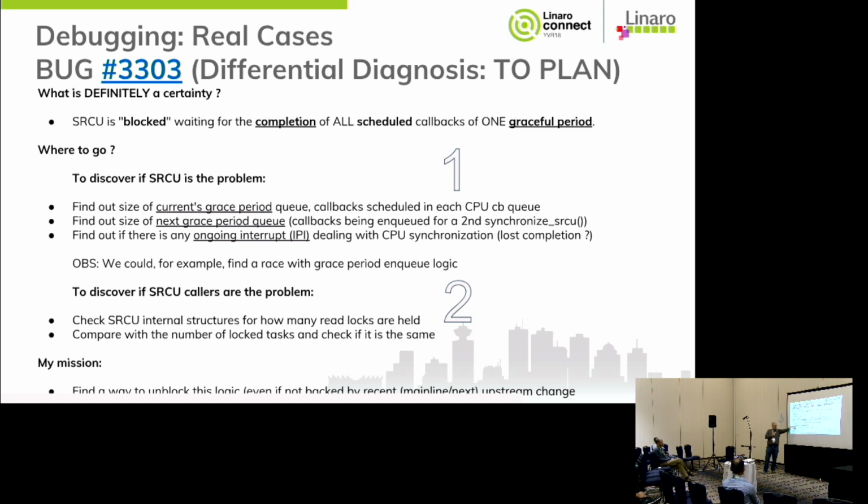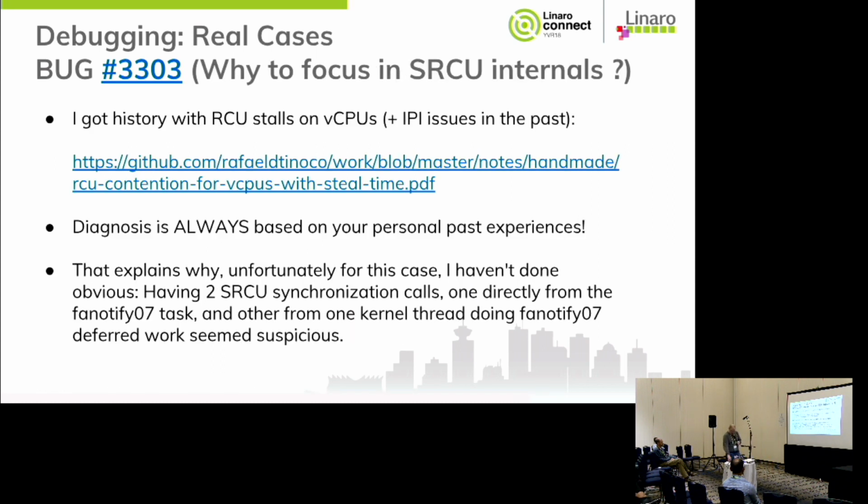The second line was, did the caller of the synchronization just make a mistake, which is super easy, right? But I chose the first one just because of personal history. That's something that when we are debugging, usually whenever you are doing diagnosis, you take into consideration things that you lived in the past and not necessarily what the problem was. And I lived past problems with RCUs and virtual CPUs in virtual environments. So that's why I chose this path first, and it wasn't the right path. That's what I wanted to show.